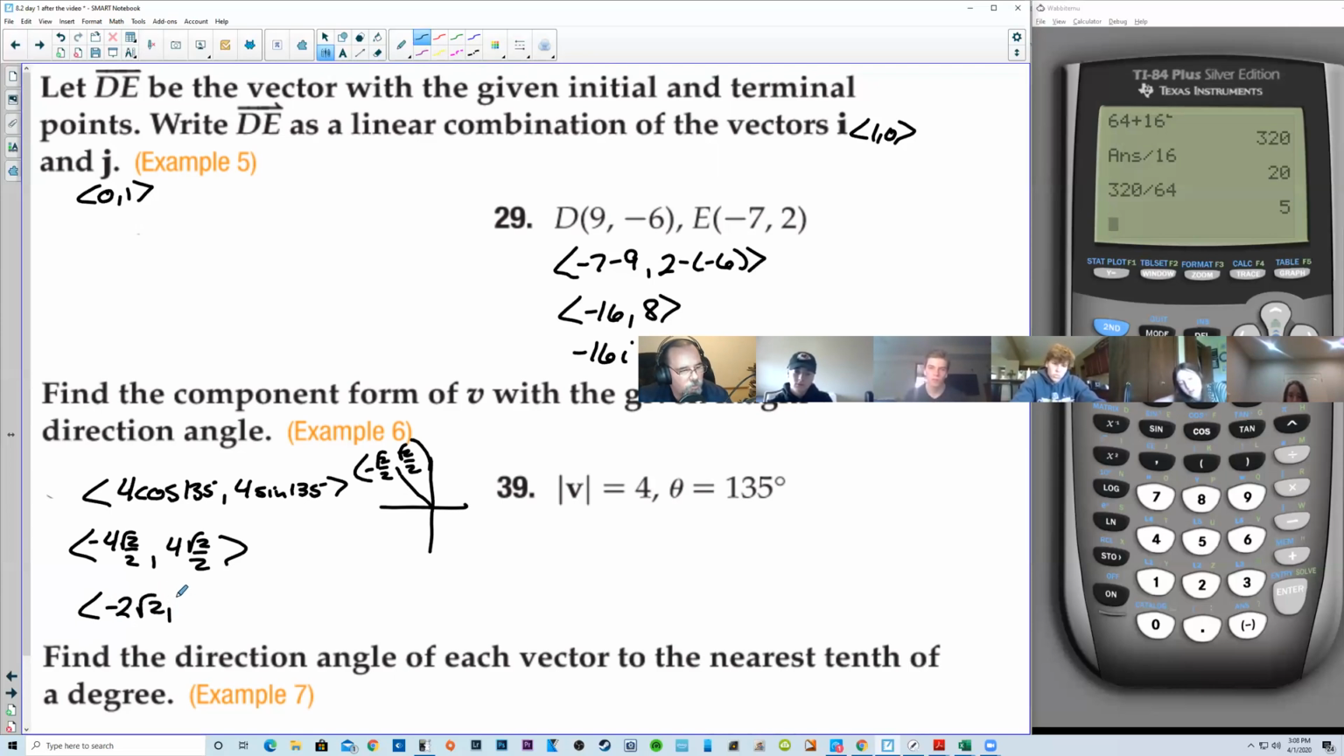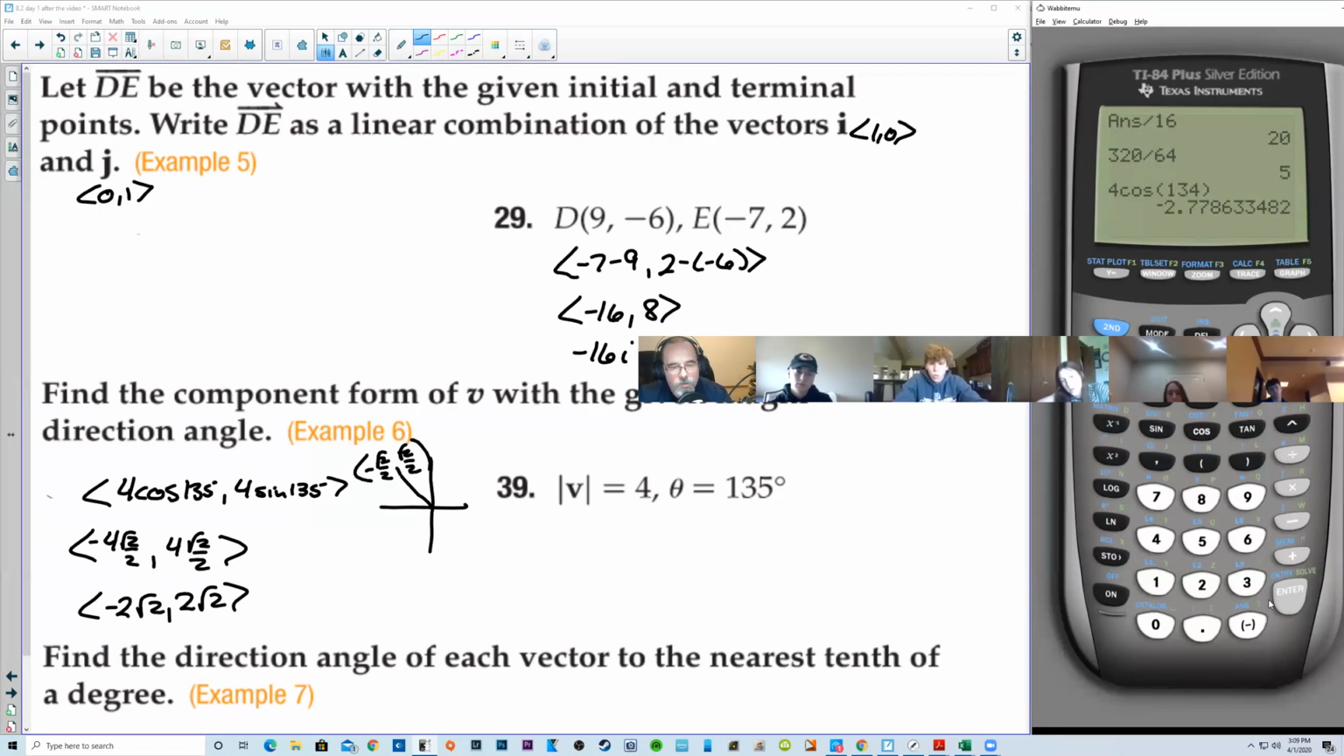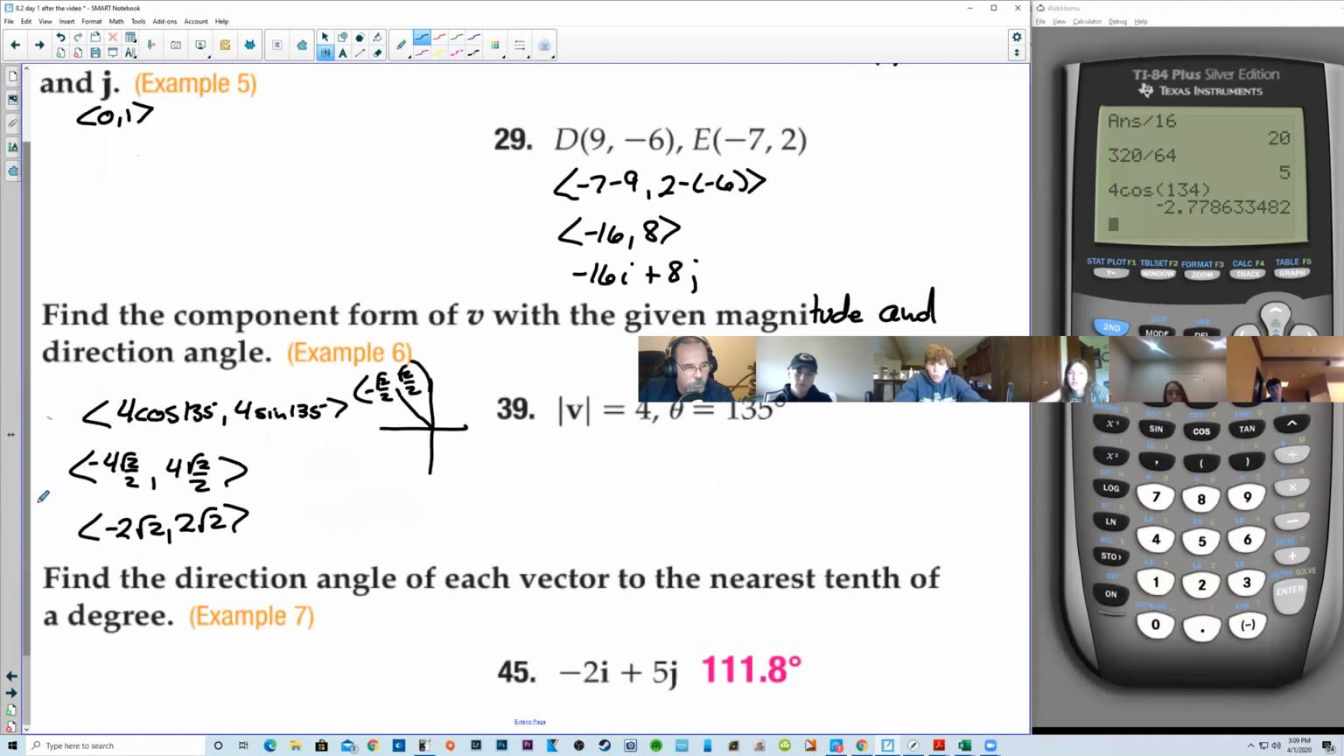-2 square root of 2, 2 square root of 2. And I want to emphasize, if it's not something that we know, you're just going to type it in the calculator and get a decimal answer. So if it was anything just slightly off of 135, I would just do 4 cosine of 134, and then we get that decimal answer. But if it's known, once we cover the unit circle, once we have known angles, we want exact values rather than decimals anytime we can help it.